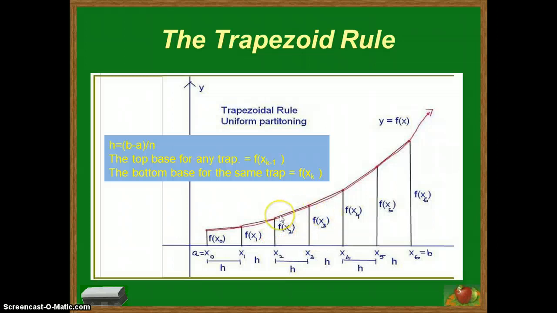If you add up all these areas, you're going to see that this base and this base and this base and this base and this base are actually used twice, because for one trapezoid they're the bottom, and in the next trapezoid to the right they're the top. The two end bases are not used twice. The two end points, those bases are only used once. You'll see what I mean on the next slide.